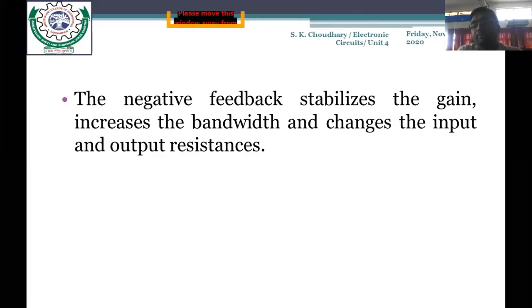Negative feedback stabilizes the gain, increases the bandwidth, and changes the input and output resistance. What is the function of negative feedback? We have already learned the characteristics of negative feedback in unit 2. That is, it stabilizes the gain, increases the bandwidth, and makes a sufficient change in the input resistance as well as the output resistance.